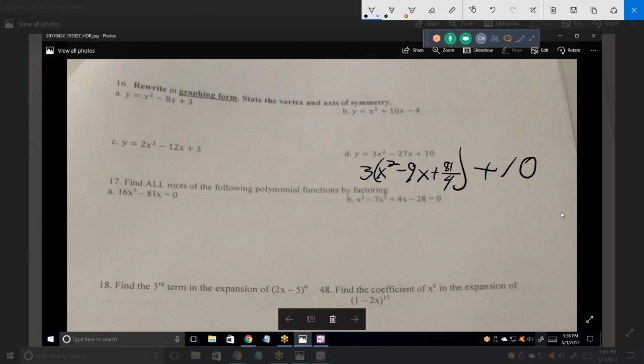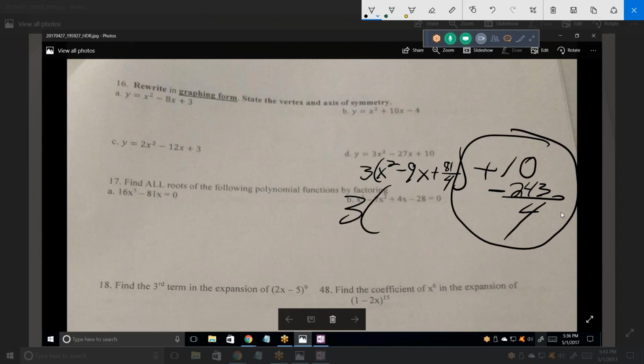Now, what do I have to balance it out with? Well, I just added 3 times 81/4. So I got to subtract 3 times 81/4. Like that. That's my K when I'm all said and done. And the rest of it is 3 times x minus 9 halves squared minus that number that is circled over there.